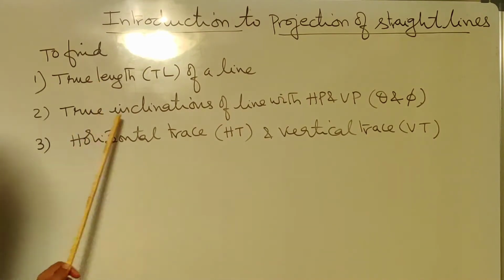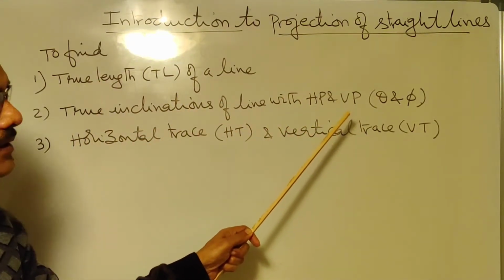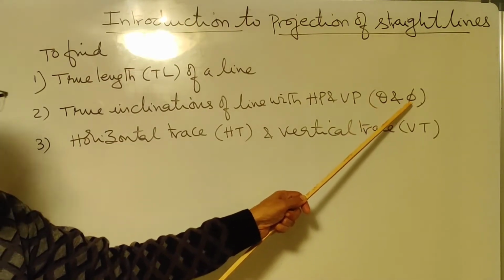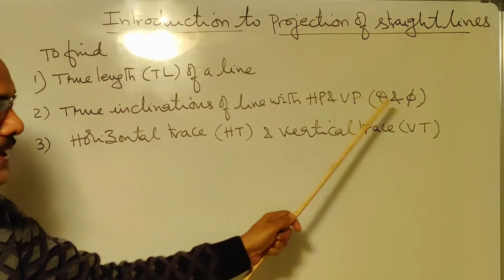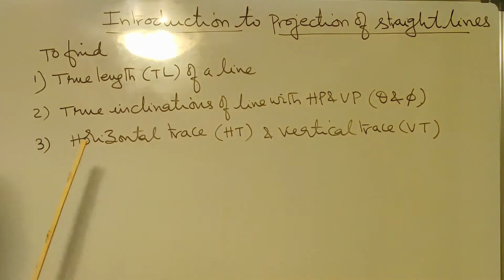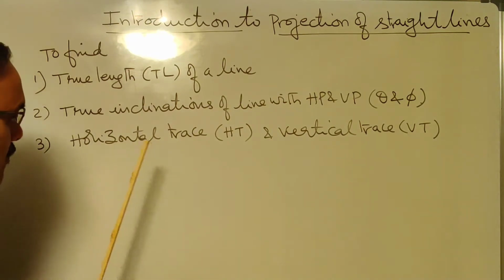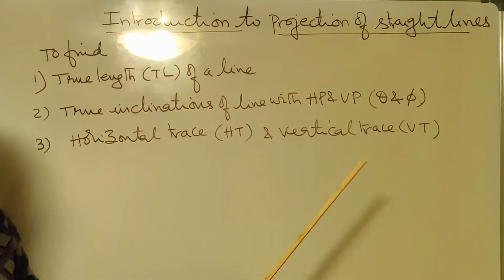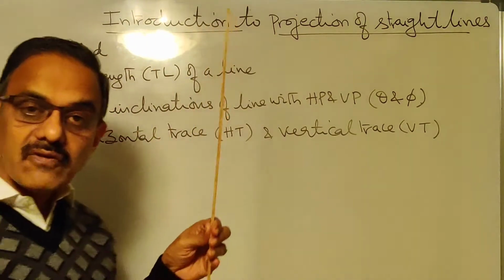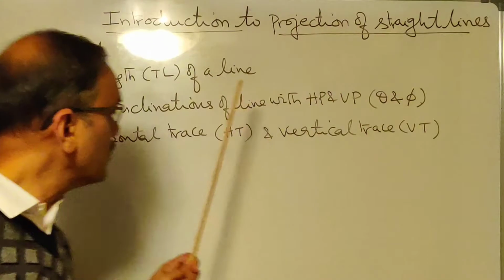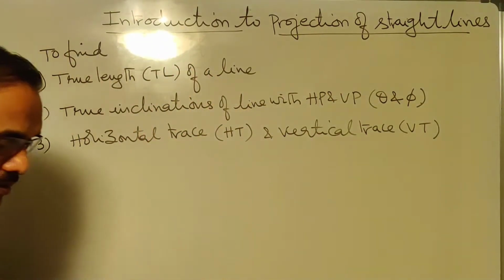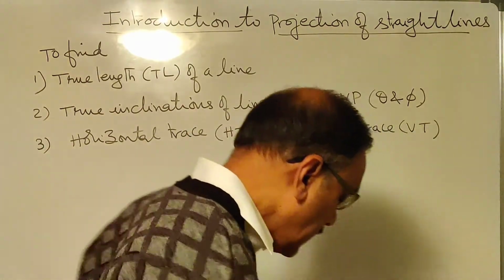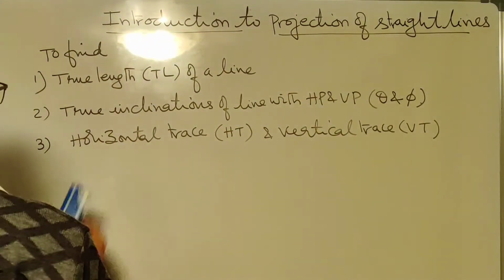So for the given line, you will find the true length as the first case. In the second case, you will find its inclination with HP and VP. Inclination of the line with HP is denoted by theta and inclination of the line with VP is denoted by phi. They are standards. And then we will also find the traces. We call them as horizontal trace, shortly HT, and vertical trace VT. So I will take different positions of a line in space and find out these three for each position. I'll write them shortly.